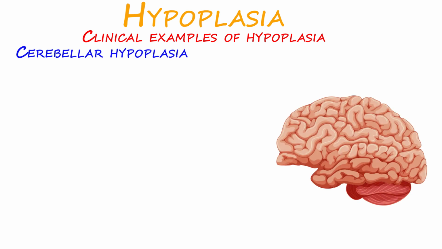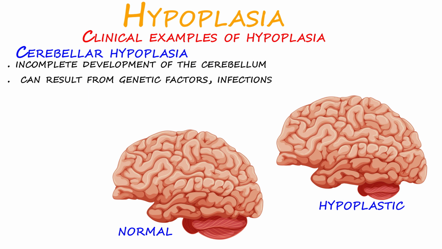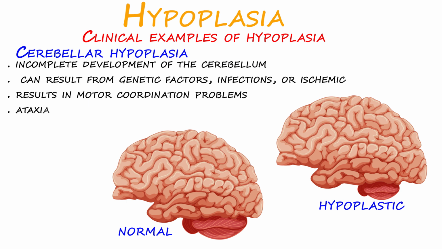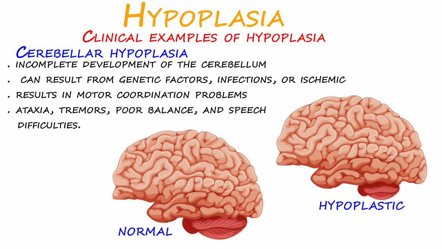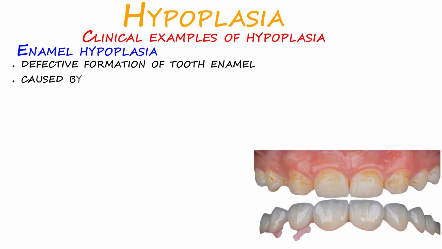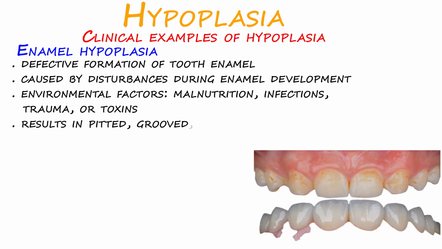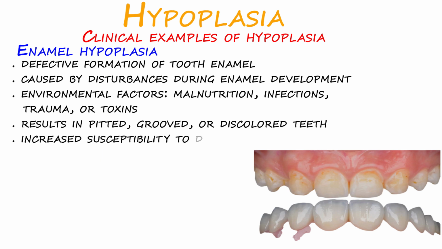Cerebellar hypoplasia involves incomplete development of the cerebellum, which can result from genetic factors, infections, or ischemic events during development. This manifests clinically as motor coordination problems, including ataxia, tremors, poor balance, and speech difficulties, depending on which cerebellar regions are affected. Enamel hypoplasia represents defective formation of tooth enamel, which can be caused by environmental factors such as malnutrition, infections, trauma, or exposure to toxins during tooth development. This results in teeth with pitted, grooved, or discolored surfaces, leading to increased susceptibility to dental caries and other complications.